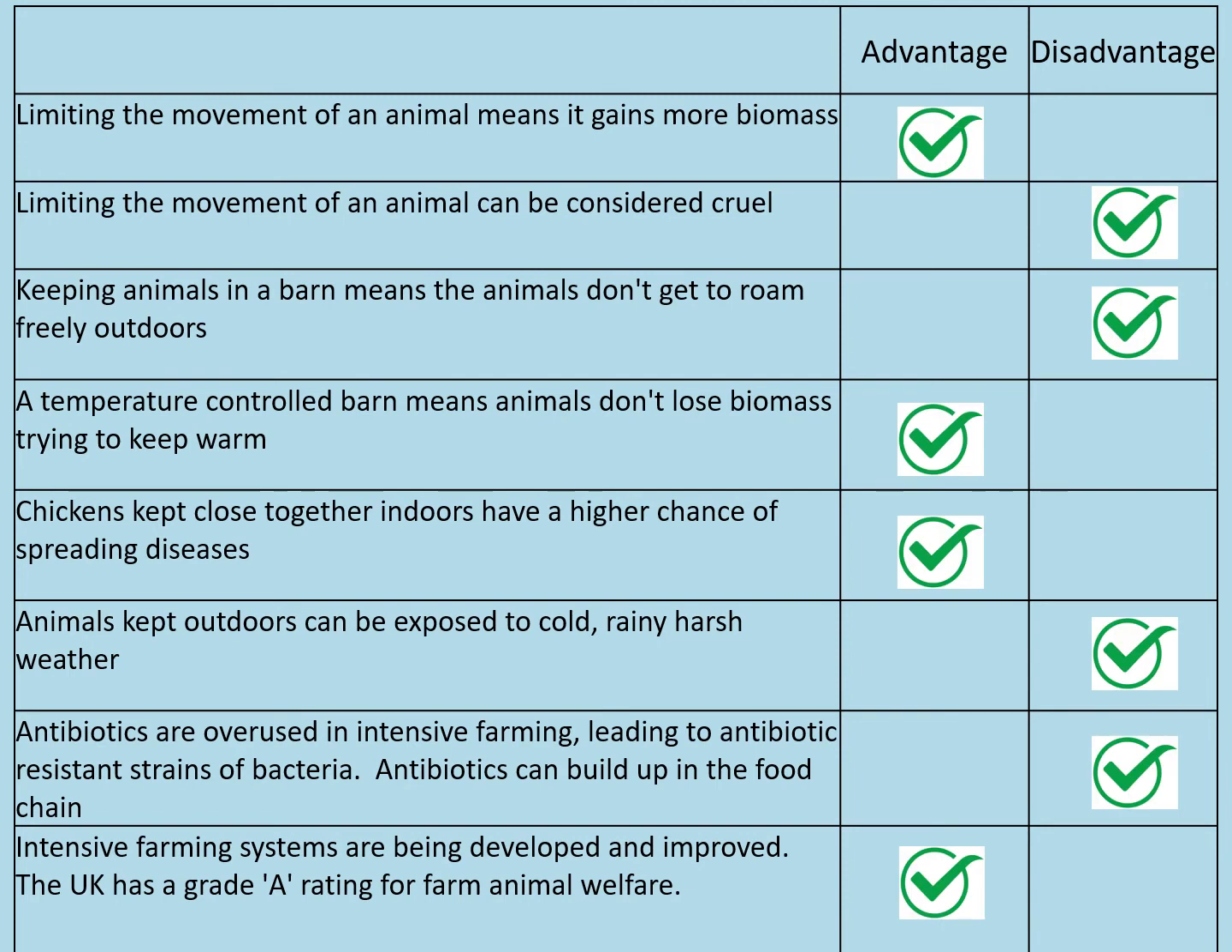Okay, so here are your answers. Limiting the movement of an animal means it gains more biomass. In terms of farming, that's an advantage. Limiting the movement of an animal can be considered cruel. That's obviously a disadvantage because it's not really very nice for the animal.